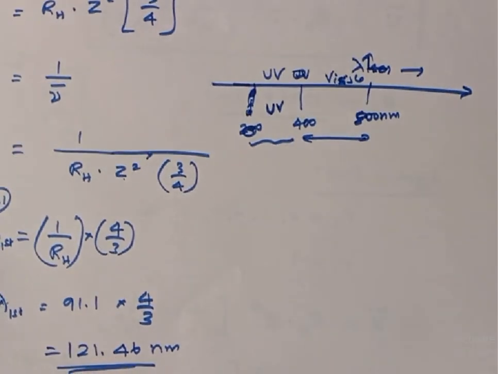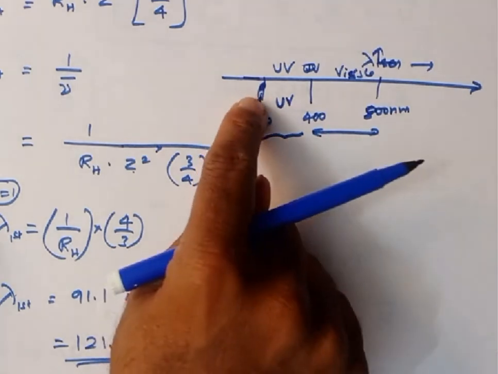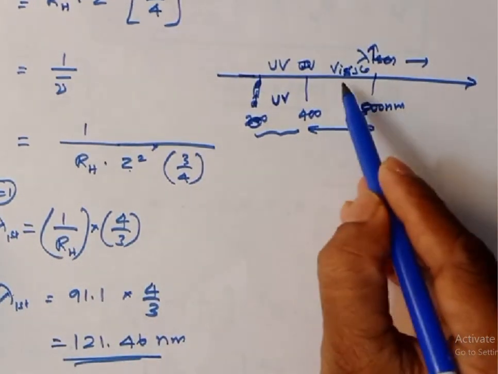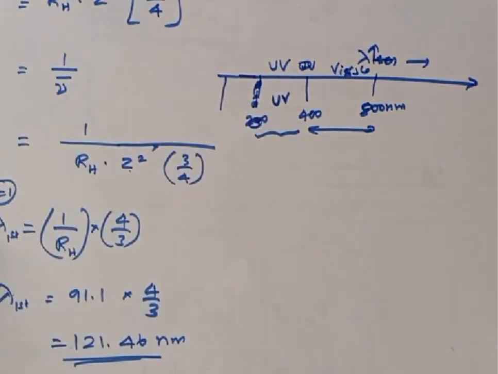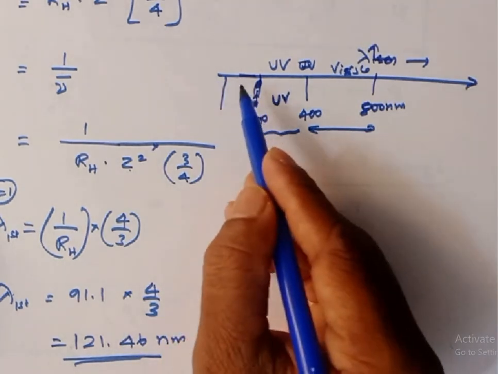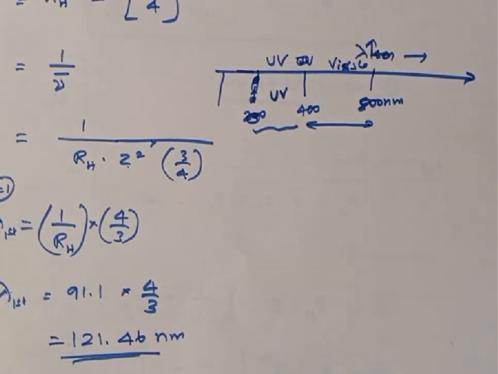So we got the wavelength as 121.46, which comes in the UV region. 400 to 800 is visible. Below 400 we have UV. Then below UV we have even lower wavelength radiation, around 100 or 50 nanometers. It comes in far UV actually. Now, go to the next one.